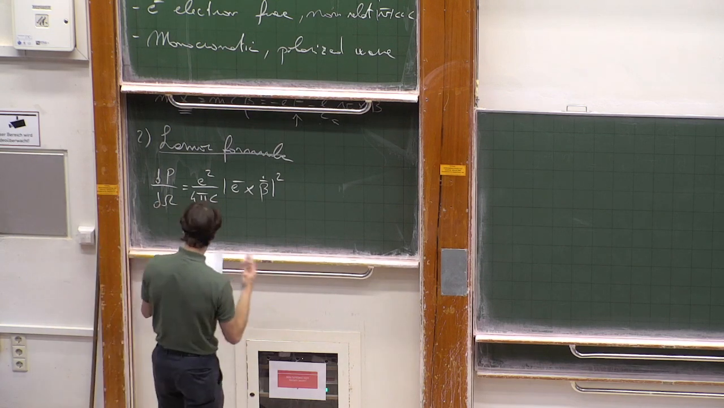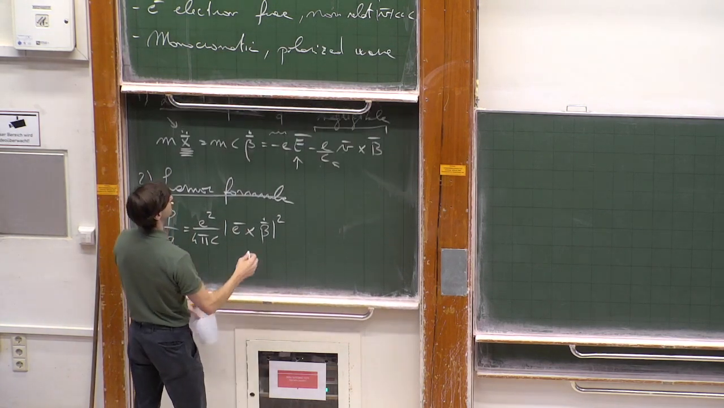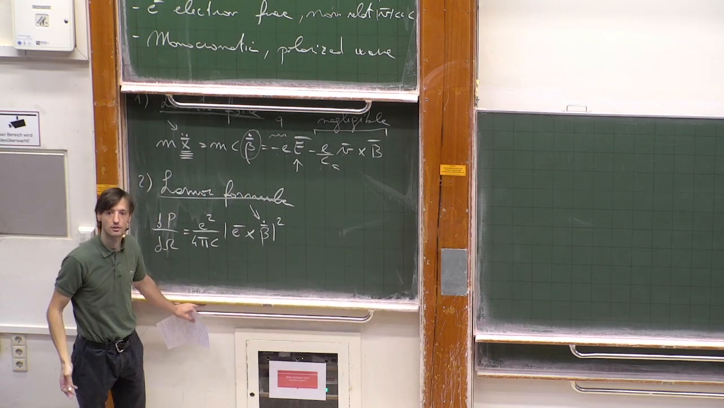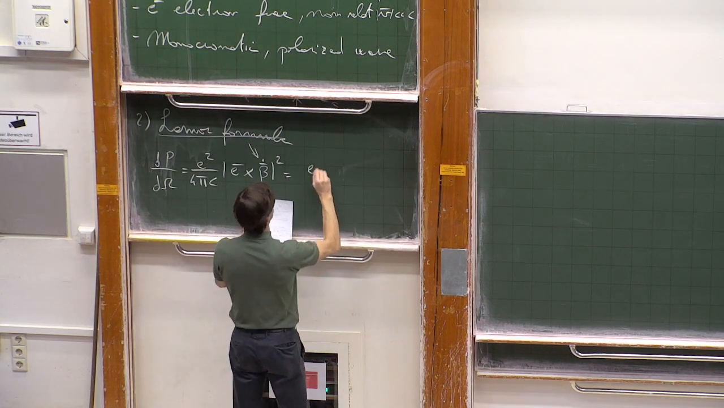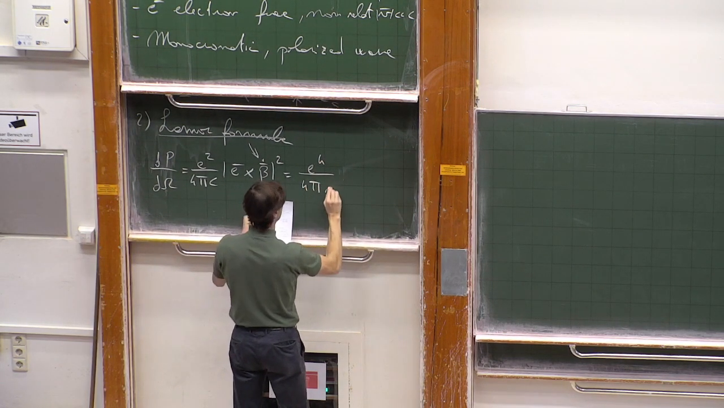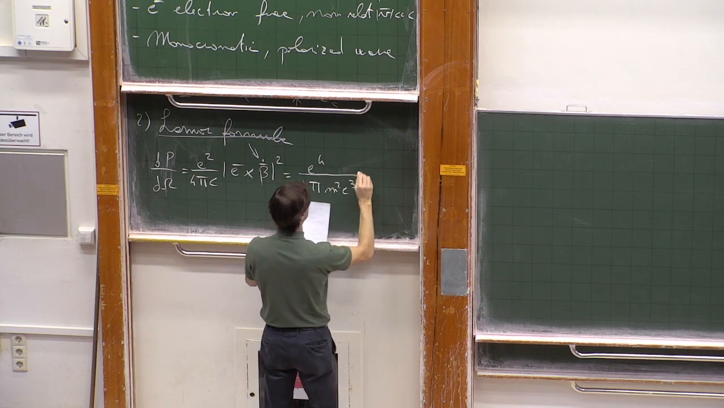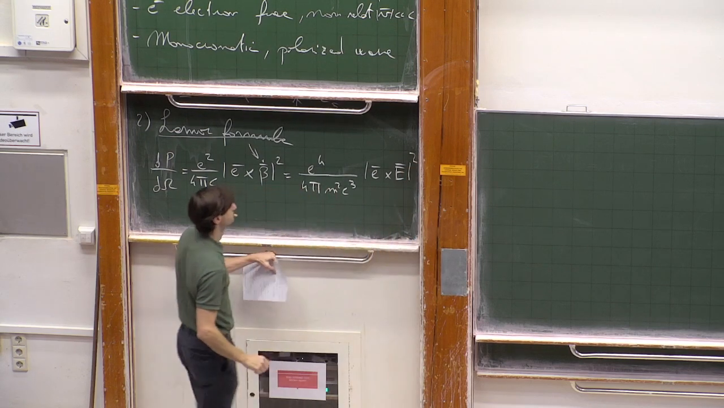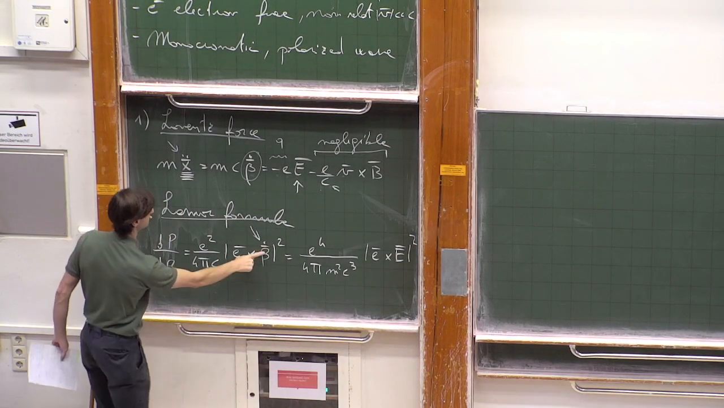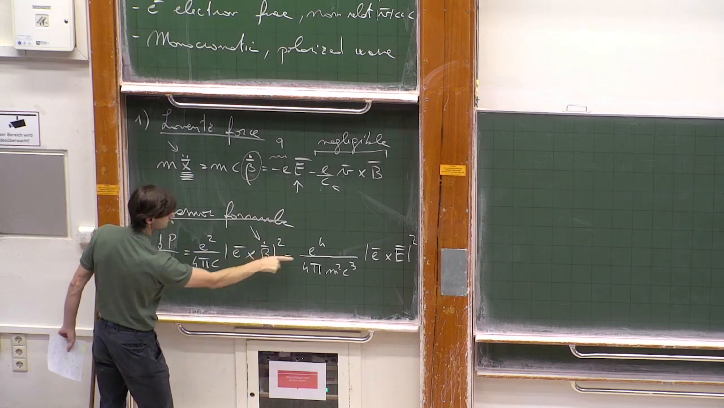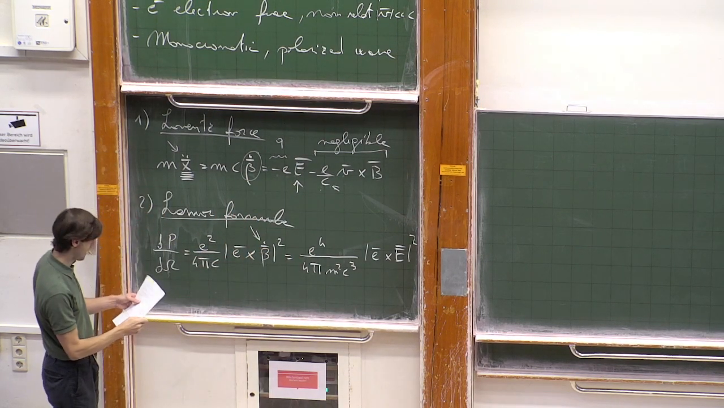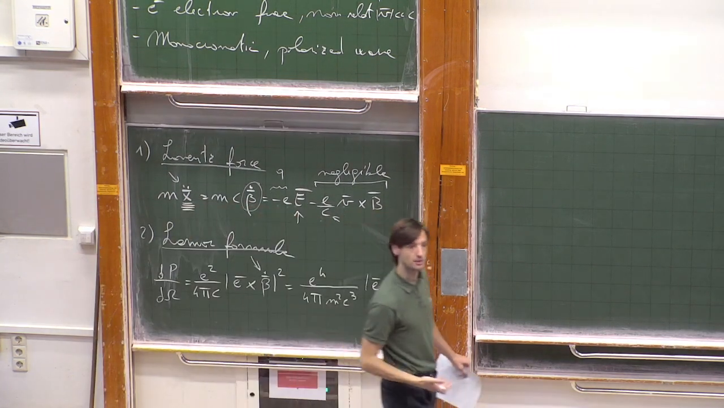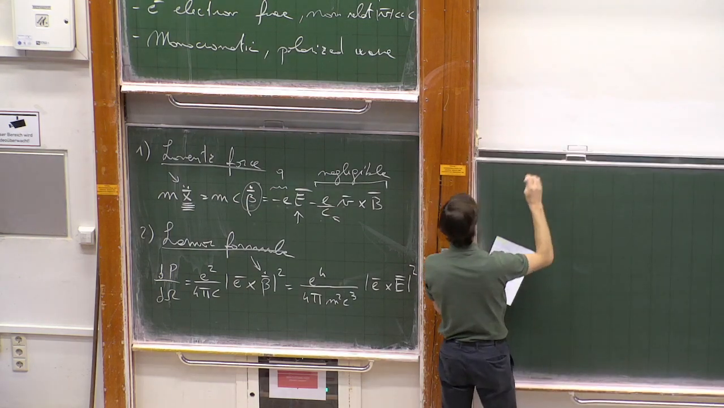Okay? Good. So now what? We have beta, all right? So we can just plug it in here, and we have the emission: e to the power of 4 over 4 pi m squared c to the power of 3, and then the electric field. All right? The electric field is entering through beta. That's what we get. So we know how the particle is emitting given the incoming electromagnetic wave. What is the power emitted per unit angle?